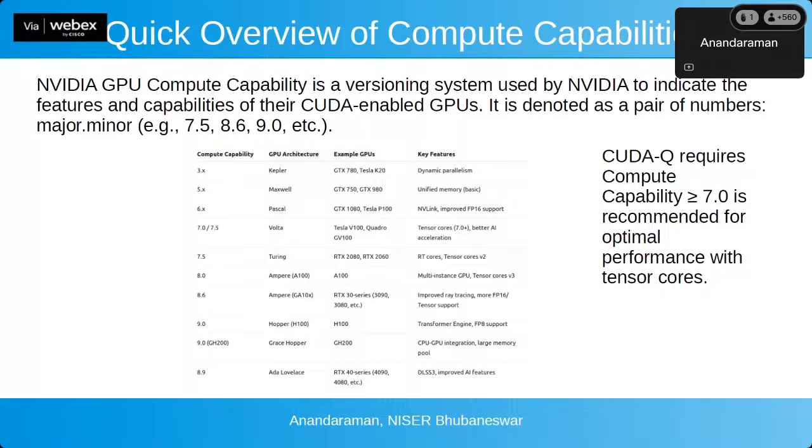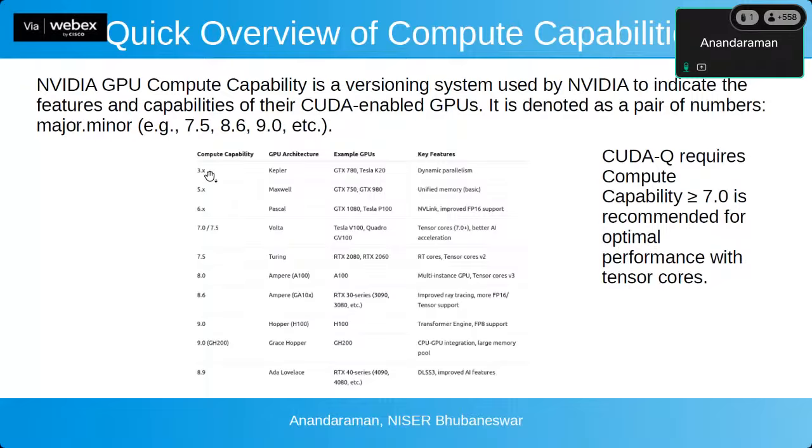Now we will see CUDA-Q. CUDA is compute unified device architecture, and CUDA-Q is CUDA for quantum. To run CUDA, the compute capability of the GPU card should be at least 7.0 and above. Then only CUDA can be supported. The older GPU cards will not support it. This compute capability is nothing technical; it is a number given by NVIDIA itself based on the card's capability and new features.